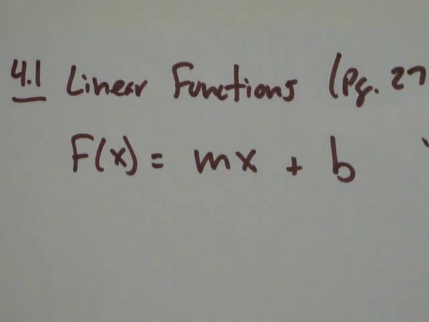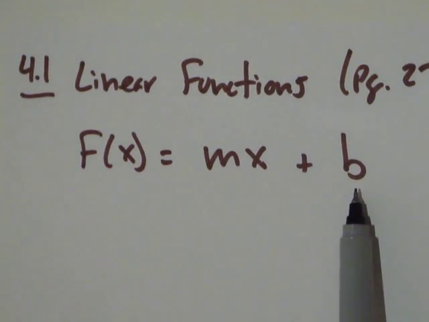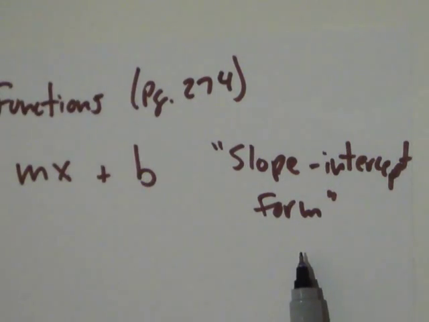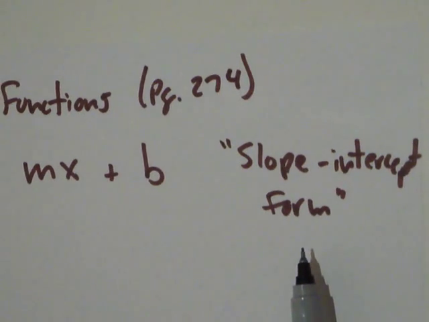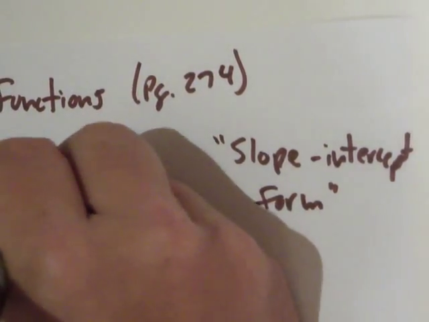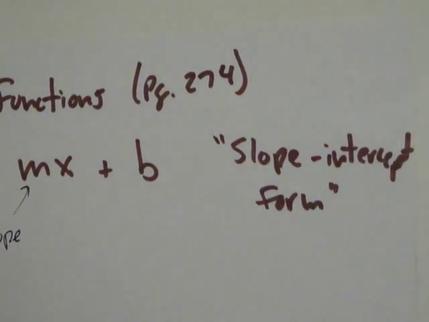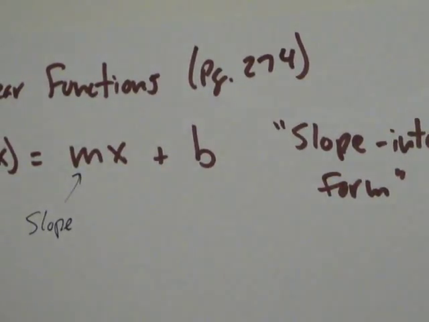That's what linear means, and you can see the word line in the name. So linear functions. One of the most useful forms to write a linear function is like this: f of x equals mx plus b, where m is a number and b is a number. The name of this form is slope-intercept form, because this number m is the slope of the line, and this number b is the y-intercept.